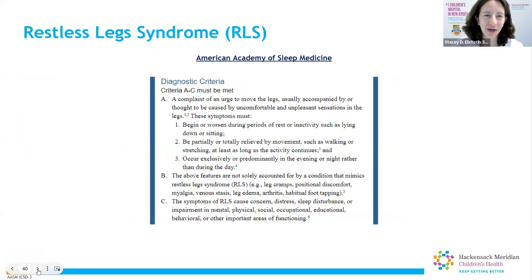I'll take over. So moving on to restless leg syndrome, just quickly going through the American Academy of Sleep Medicine diagnostic criteria. It basically occurs when a child has some kind of urge to move their legs, and that's accompanied by this uncomfortable sensation. It's often worse at night, worse when you're not moving, and then movement either partially or fully relieves that uncomfortable sensation. And then you want to make sure it's not being caused by something else, and differentiate it from other things like leg cramps or positional discomfort that could mimic restless legs. Next slide.